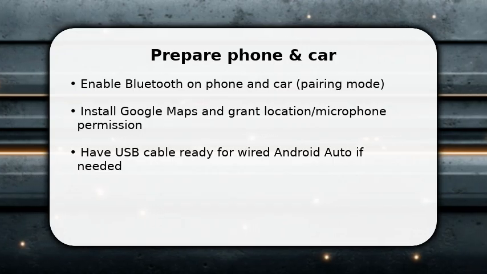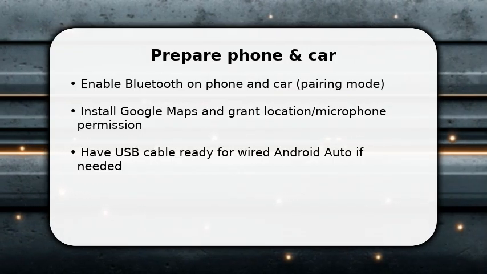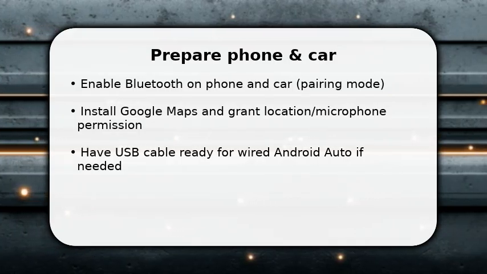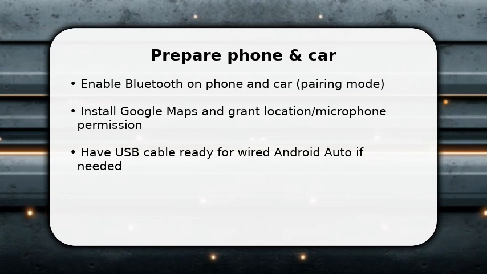If your Kwid supports wired Android Auto, plug in a good USB cable now. If it supports wireless, keep phone Wi-Fi and Bluetooth active. These steps remove common connection blockers and get you into the mapping flow quickly.